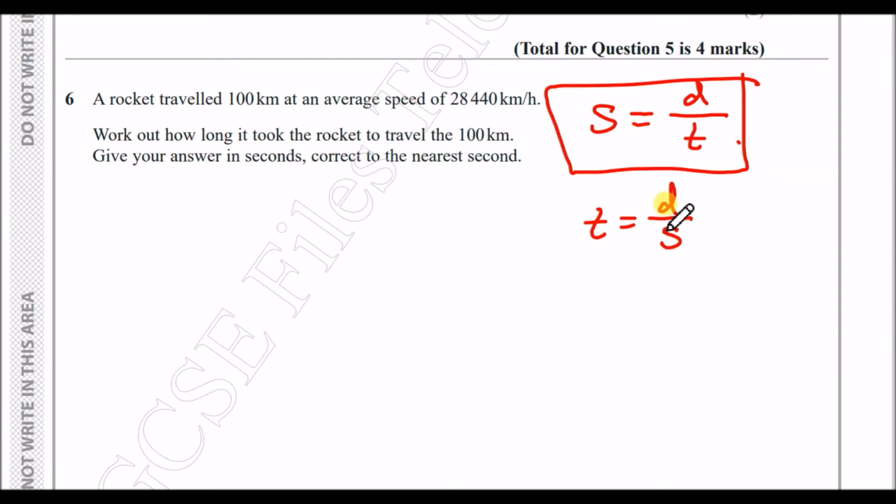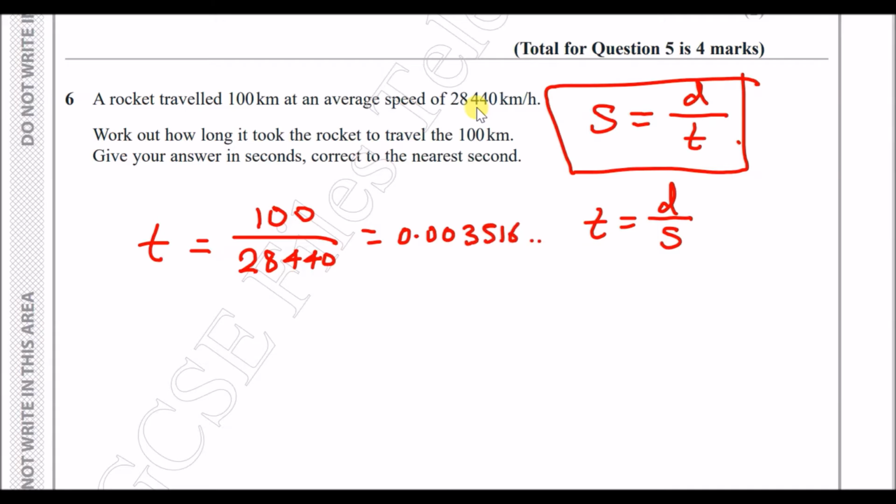Now let's replace our values with what we know. So we had 100 kilometers, which is the distance on the top, speed at the bottom. So we can say that the time equals a distance of 100 over a speed of 28,440. Now again, putting this in your calculator, guys, you're going to get a decimal value, which is roughly 0.0035516. And this is all in hours, yeah? The reason why is because the speed unit was measured in hours.